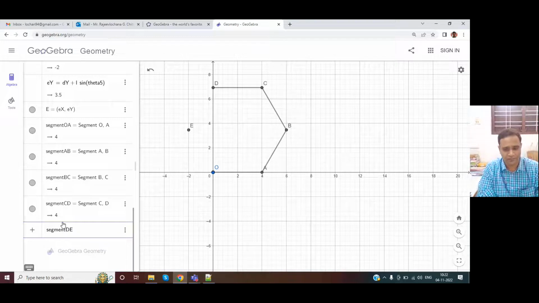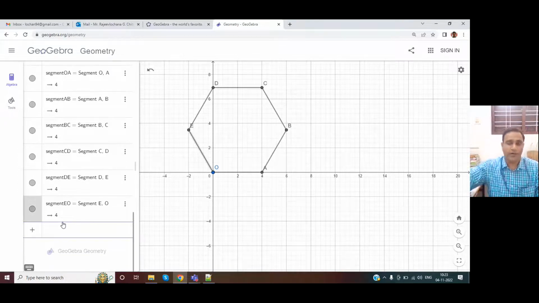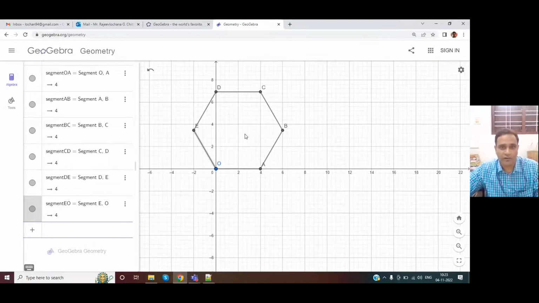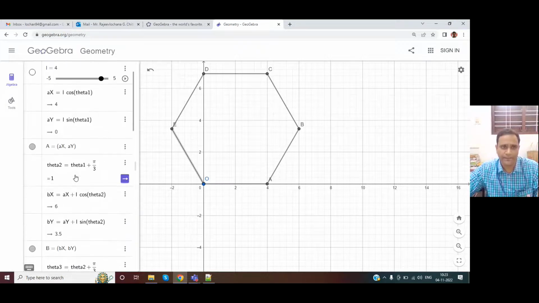Segment DE is equal to the segment between D and E. Similarly, segment EF is equal to segment between E and F. No, there's no F there, sorry. The name also, I'll just make it. Okay, so this is how we have drawn a hexagon using a program completely.